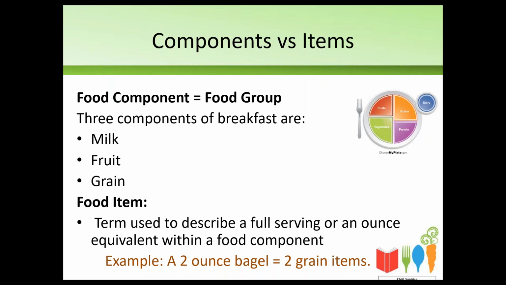One serving size equivalent for each food component is called a food item. To be a reimbursable meal at breakfast, a student must be offered 4 items from the 3 food components, or 1 additional item from the 3 components to make 4.